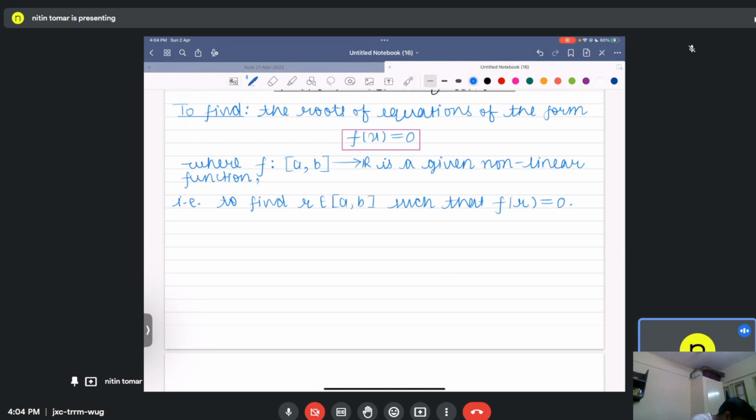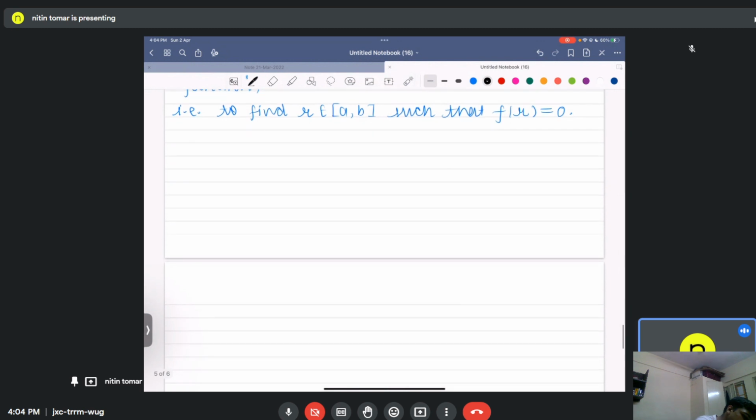So in this series, the first method is the bisection method. So we first study the bisection method.